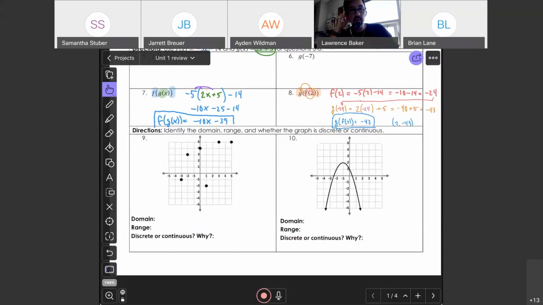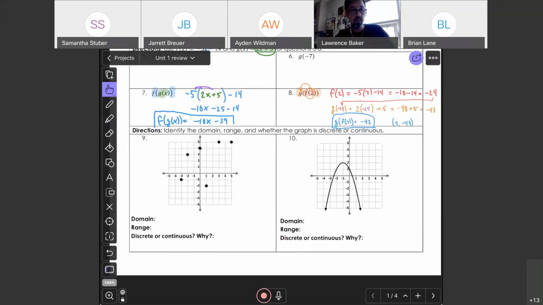9, 10, domain and range again. Is it discrete or continuous? Right, we've already kind of talked about that. Again, you really should answer the discrete or continuous part first, because knowing whether it's discrete or continuous will tell you how to write the domain and the range.